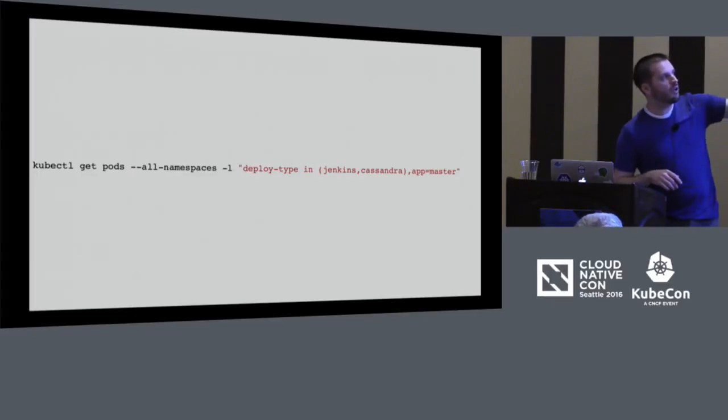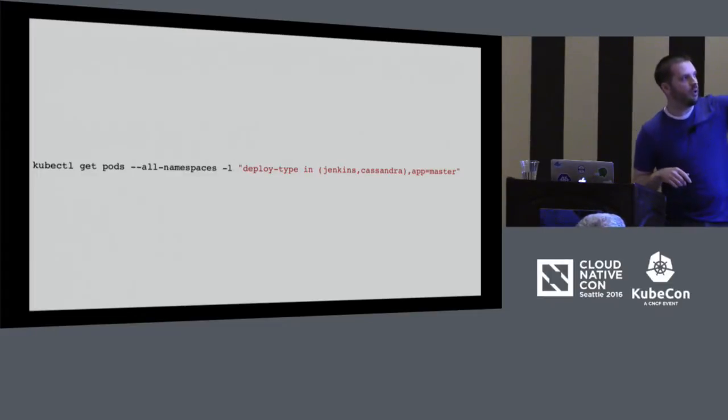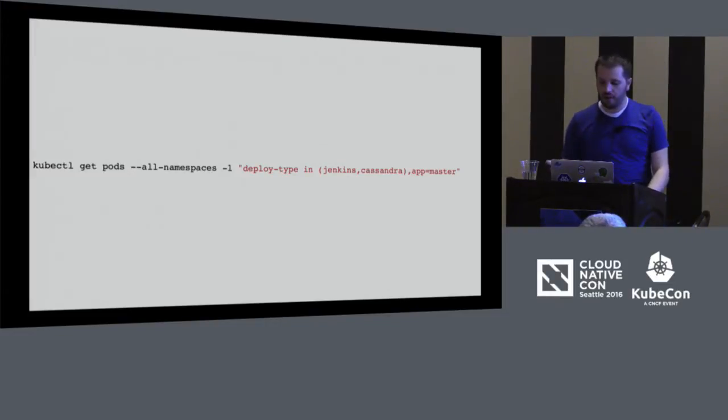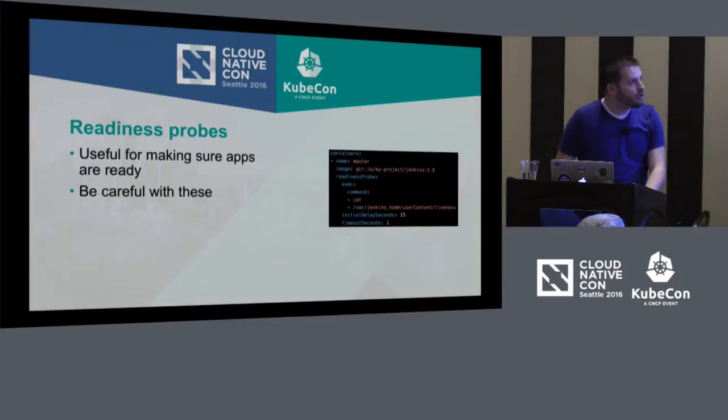So right now we're saying I'm looking for any pod with a deploy type where the deploy type value is Jenkins or Cassandra, and it has another label in there where app is equal to master. And so you can join a bunch of these together to do some really complex queries and find out what's going on. So, readiness probes.